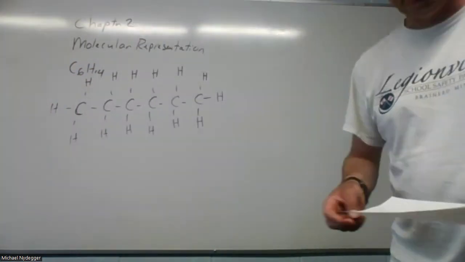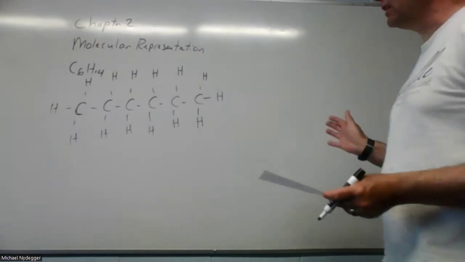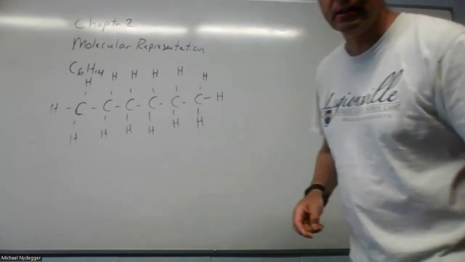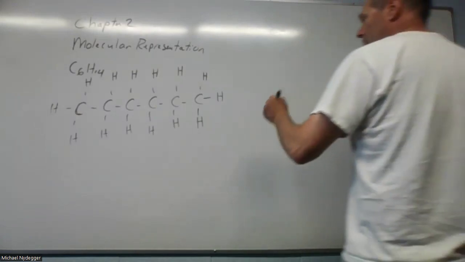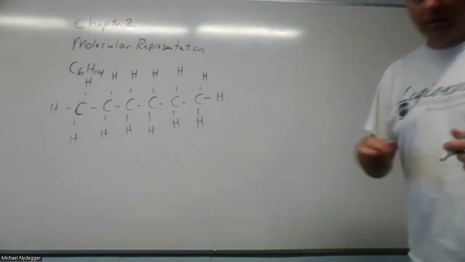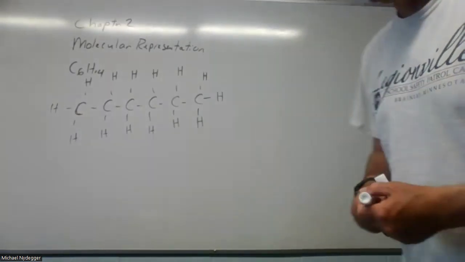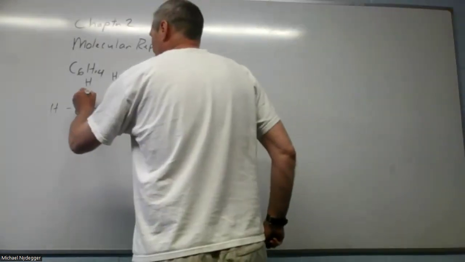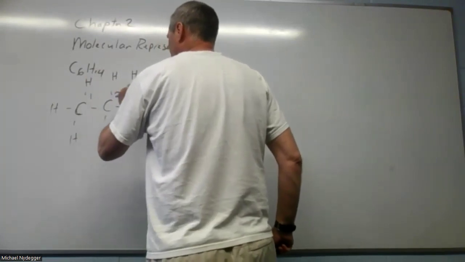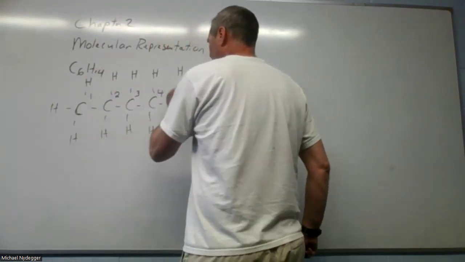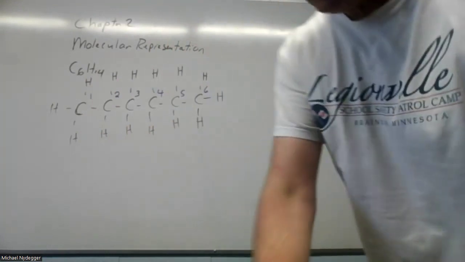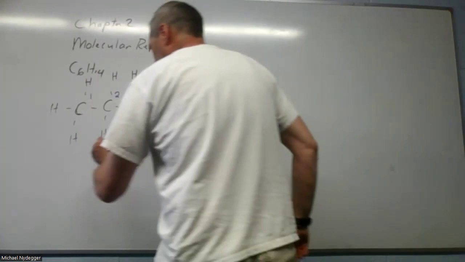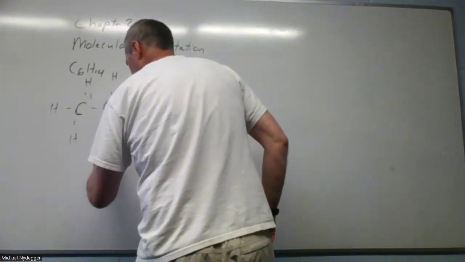Now, that seems to take forever. So there's a shortcut way to draw this, like I said, the bond angle. So how you would draw this is, let me just start out here a little bit, we'll make it a little bit simpler. This carbon is going to be carbon one, this is carbon two, this is carbon three, four, five, six. So there's your six carbons. This would actually be called hexane. The name of this is hexane.